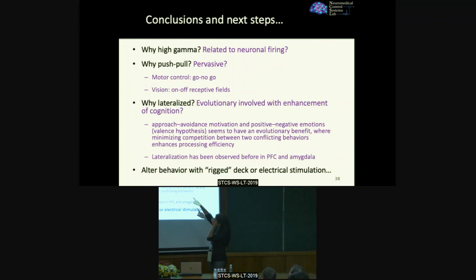But some of you are interested in evolution. One question is why this lateralization push-pull. Well, it's not the first system that has this push-pull mechanism. We have this approach-avoidance network in the brain. That's key for survival. You need to know when you're going to approach an object versus when you need to get away from it.